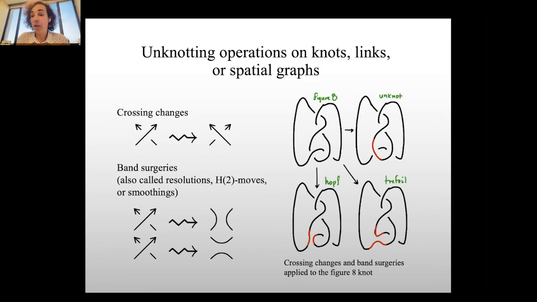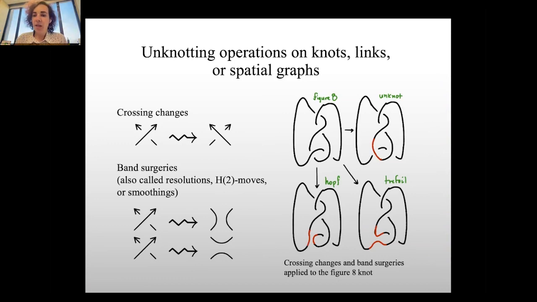In the case of the vertical smoothing, when it's oriented as shown here, there's a naturally induced orientation on the smoothing. But in the case of this horizontal smoothing, there's no way to coherently orient the product.